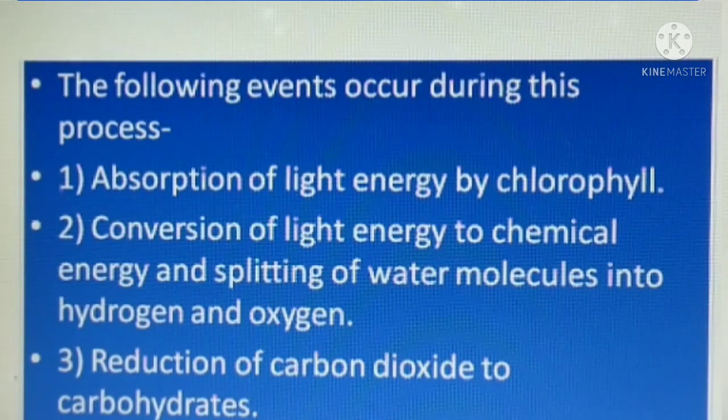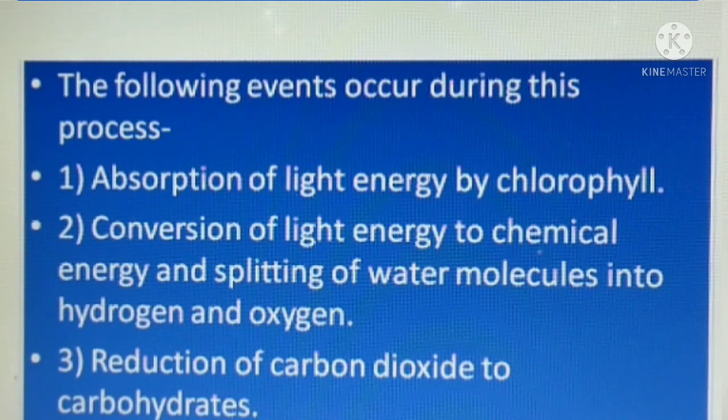For photosynthesis, there are three main processes taking place. What are they? Absorption of light energy by chlorophyll. We already studied what chlorophyll is. Chlorophyll is the green pigment present in the chloroplast. This chlorophyll absorbs the light energy from the sun. Then what will happen to this light energy?